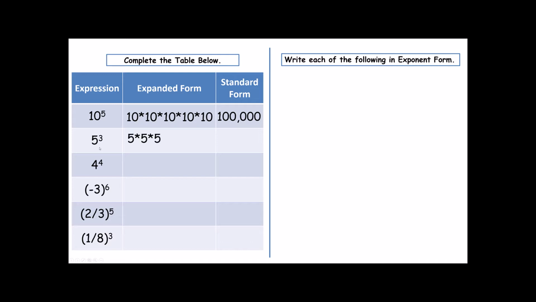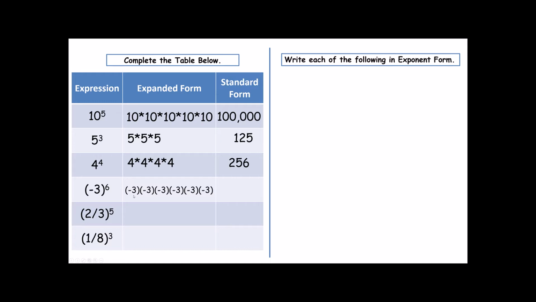That just says take 3 5s and multiply them together. 5 times 5 is 25, times 5 is 125. 4 to the fourth says take 4 4s, multiply them together. 4 times 4 is 16, times 4 is 64, times 4 is 256. Notice here I have -3 to the 6th power.